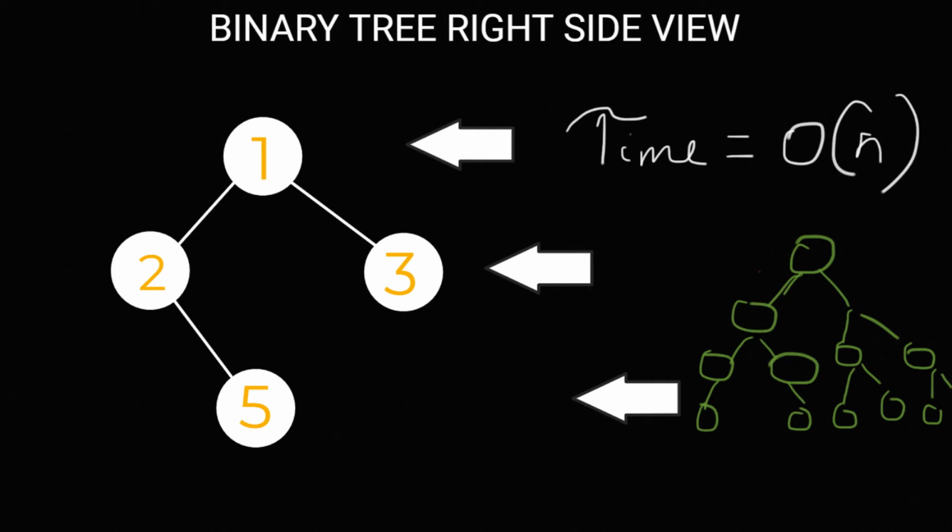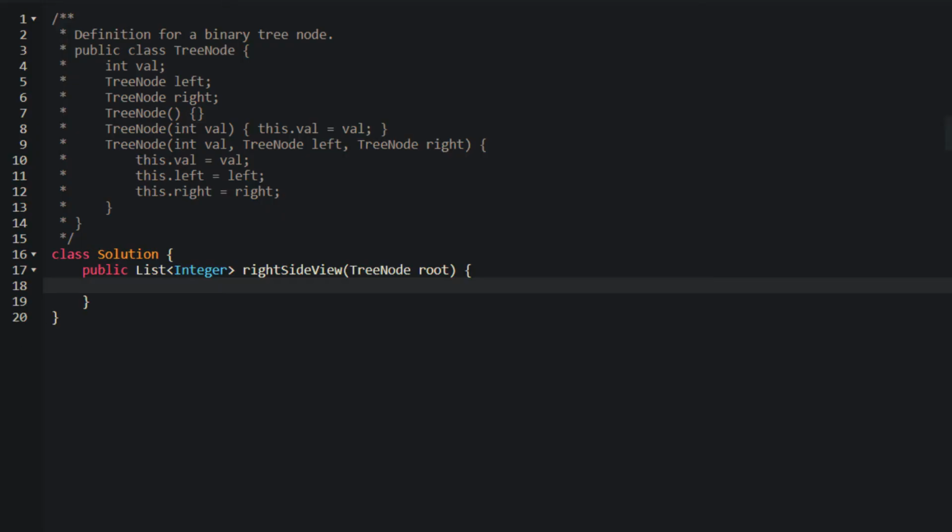So I would say with a high degree of certainty that space complexity would be O of L, where L is the length of the largest level, the longest level. So that's it. That's how you solve this question. Let's dive into the code. Alrighty, so the first thing we're going to do is make a list that's going to hold the elements in the right side view. So that would be a list of integer. Let's just call it answer. That's going to be a new array list.